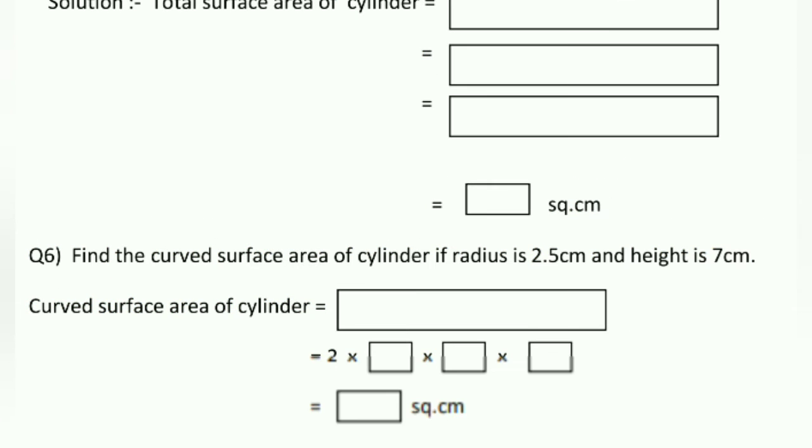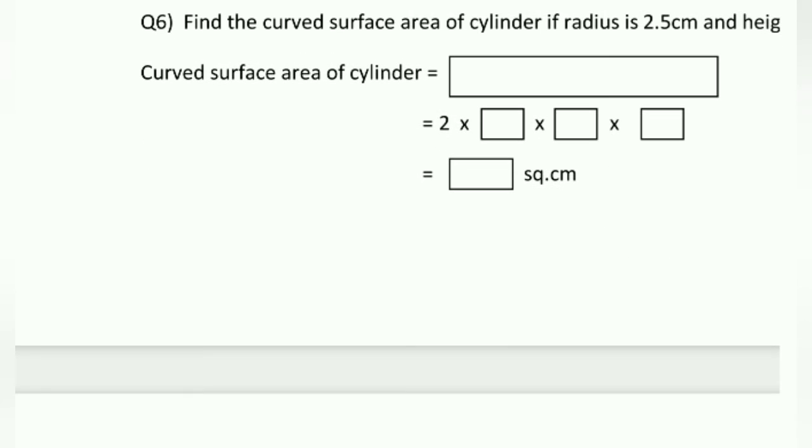Next question: find the curved surface area of a cylinder if radius is 2.5 and height is 7 centimeter. So you are going to write the formula: curved surface area of a cylinder is equal to 2 pi r h. So 2 into the value of pi. Now what is the value of pi, students? 22 upon 7. Please don't forget this. The value of pi is 22 upon 7, or you can also take it as 3.14, into radius into height, and write the final answer.